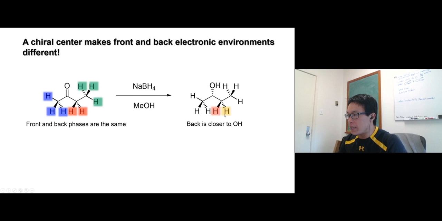So one of these is going to get closer to the OH, which is the orange proton closer to the OH, and the red proton is further away from the OH. Okay. Now some of you might have a question. If these two protons are different, what about the three protons outside right here? Should they be different too?